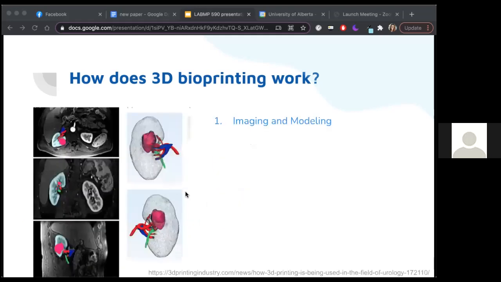So in general, there are 4 major steps to 3D bioprint an organ. CT or MRI images are first taken of the patient's current organ. These are then used to create a digital model, which allows the printed organ to perfectly match that of the patient. If the current tissue is damaged or disfigured, the organ can be virtually remodeled in the digital programs to create a healthy organ and to match the patient's anatomy.